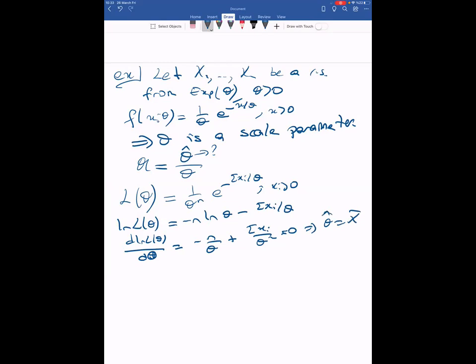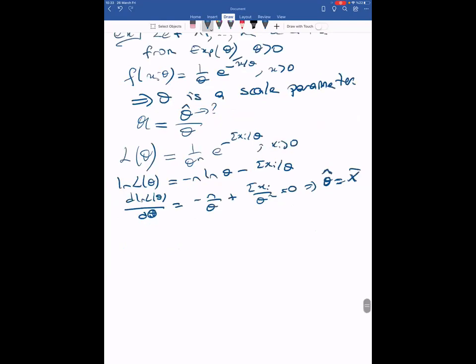We can take the second derivative and see whether it's actually maximizing the likelihood or not, but we will see that. Okay, so then our pivotal quantity will be x bar over theta. Then you need to find its distribution. So this is our pivotal quantity. Second step done. Then the third step.